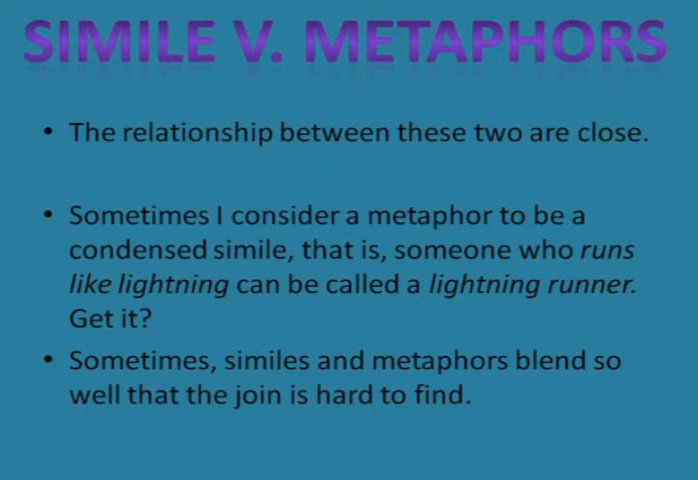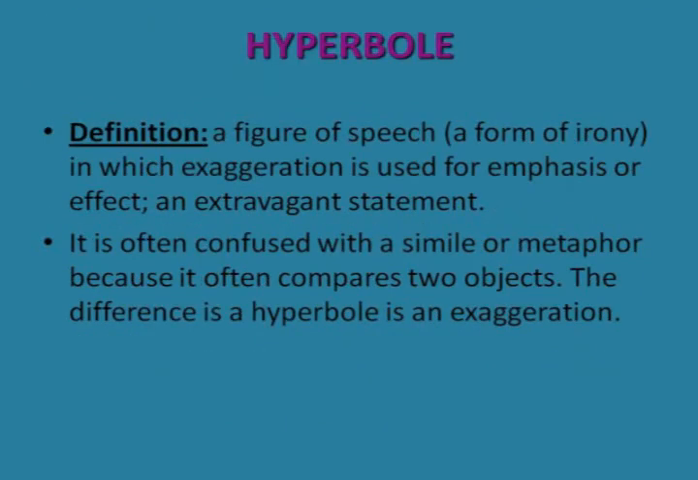You get it? So, if you're using a simile, it would be someone who runs like lightning. But when you want to use it as a metaphor, you would just say, oh, that's a lightning runner. You know what I mean? One has the word like, one does not.